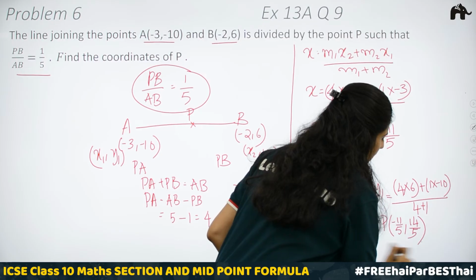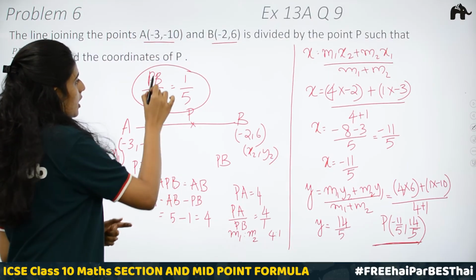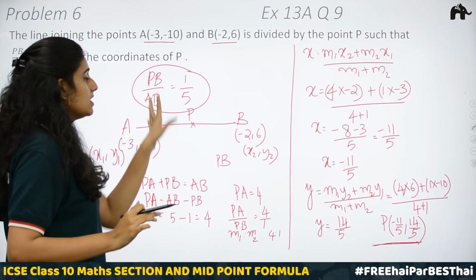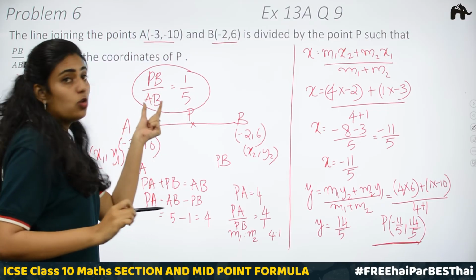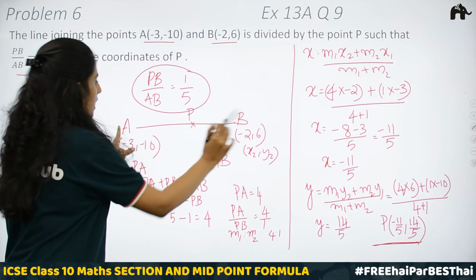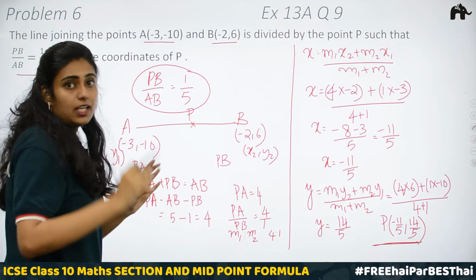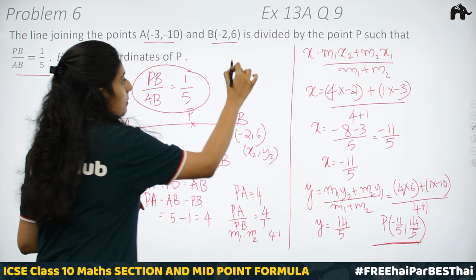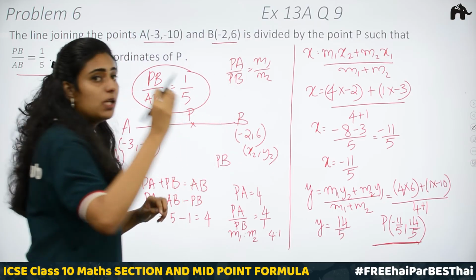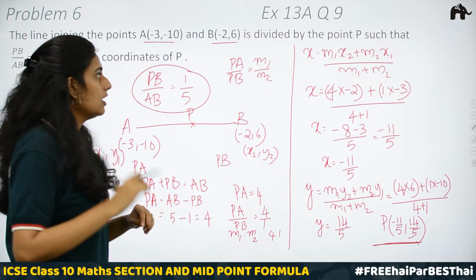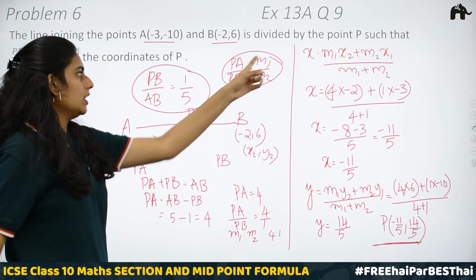14 by 5. Clear? Here you have to remember this thing just by taking the ratio PB by AB. You cannot take this as M1 by M2. We have to check here this PB and what AB is. PB is this part and AB is this whole part. We need to find what PA is. After finding PA, we have to take the ratio PA by PB. Only PA by PB can be written as M1 by M2. If you take PB by PA as M1 by M2, that is also wrong. Remember this thing. Only PA, that is the first part by second part, you can take as M1 by M2.